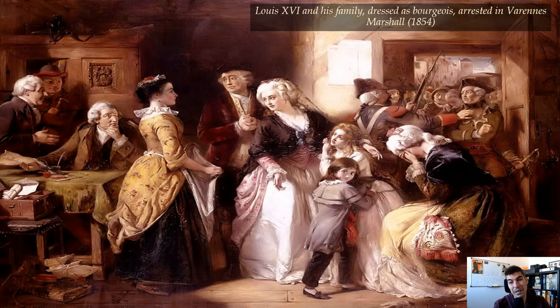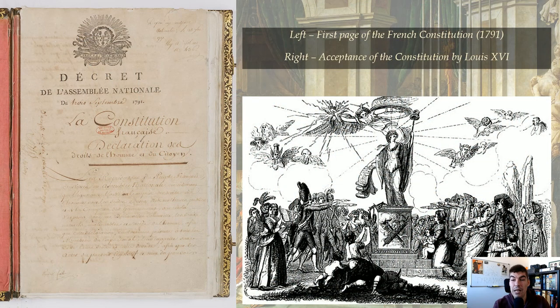This is Louis XVI and his family. They were dressed as bourgeois and they were arrested in Varennes, which is a city near the border. Okay, and they were brought back to Paris. And here you have the first page of the Constitution and the acceptance of the Constitution by Louis XVI. He was forced to do that.